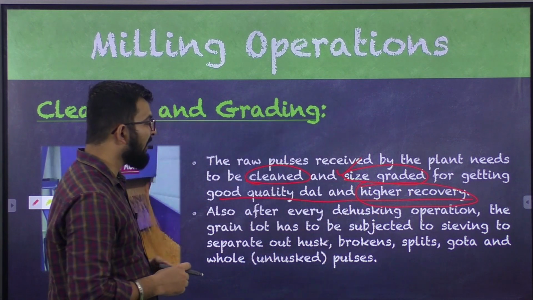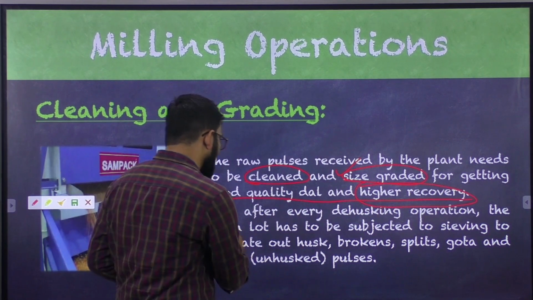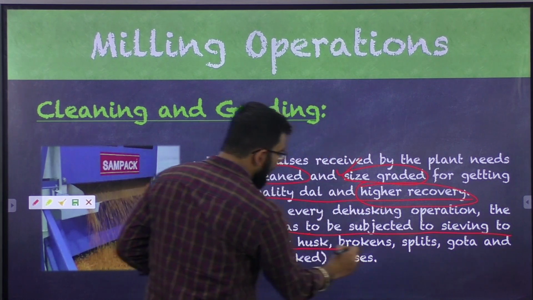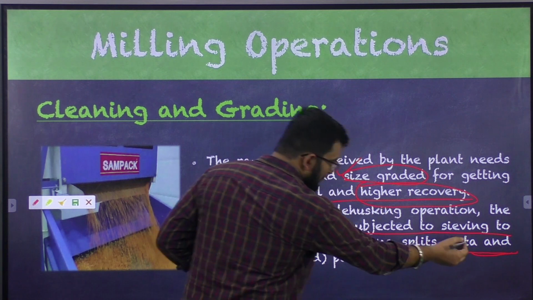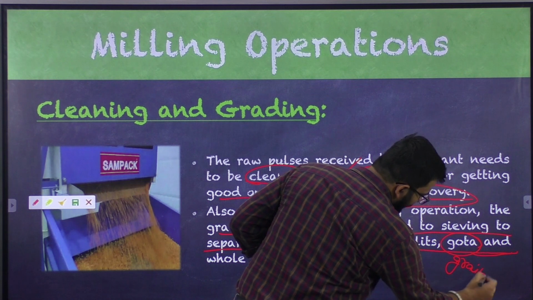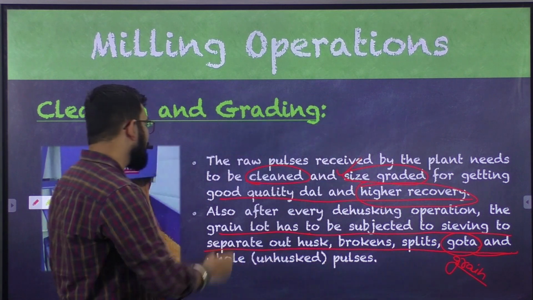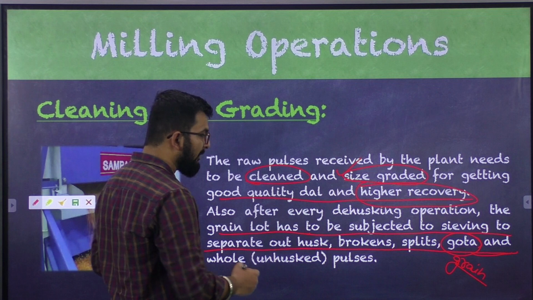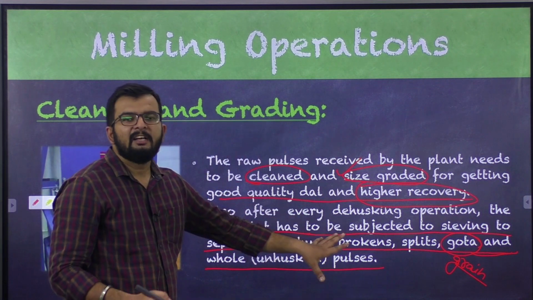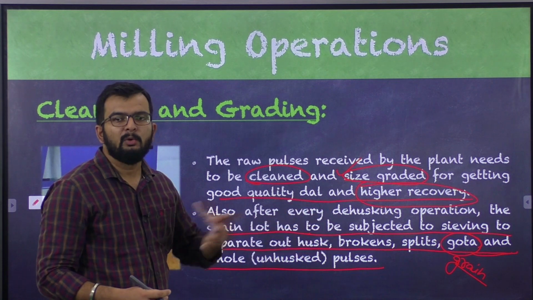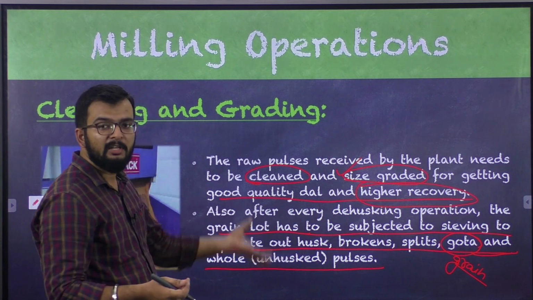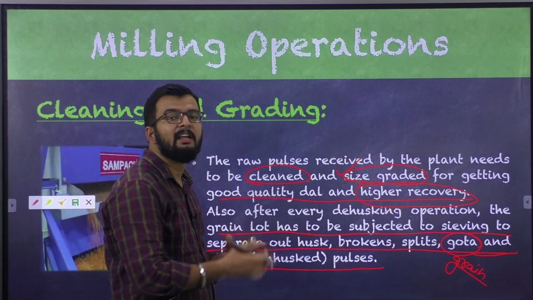Also, after every dehusking operation, the grain lot has to be subjected to sieving to separate out husk, broken, split, gota and whole pulses. This gota is your pulse grain only, okay. In local language they call it gota. That is, after every dehusking operation you need to sieve or clean it, or separate out the different parts that have been dehusked.